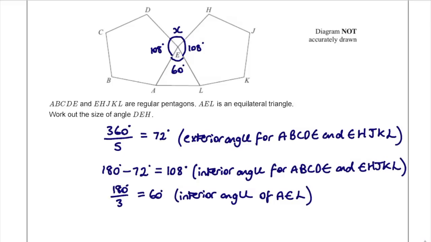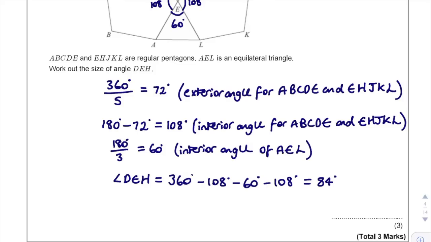So now we know all of the angles in this circle, if you like. So they all add up to 360 degrees. So we can say that the angle DEH will be equal to 360 minus 108 minus 60 minus 108. So if we work that out, you should get an answer of 84 degrees.